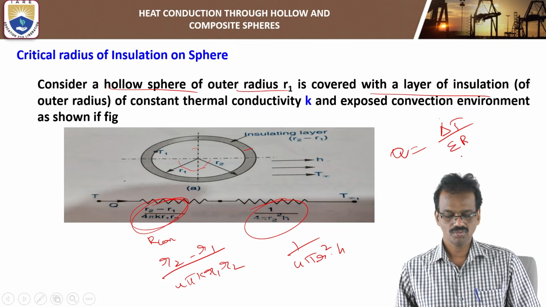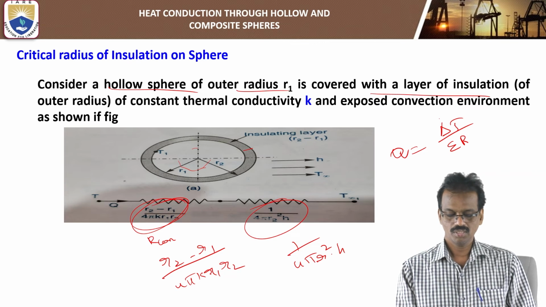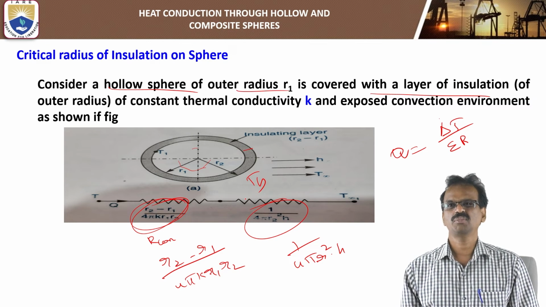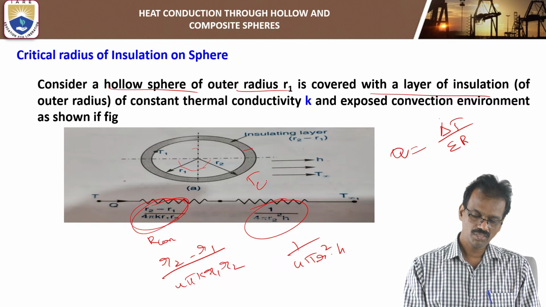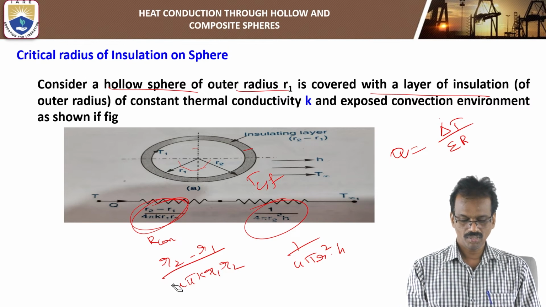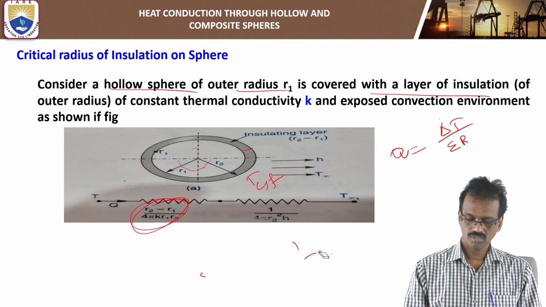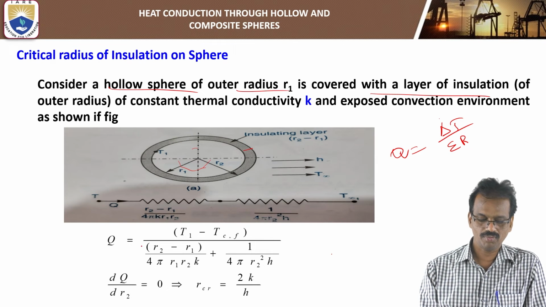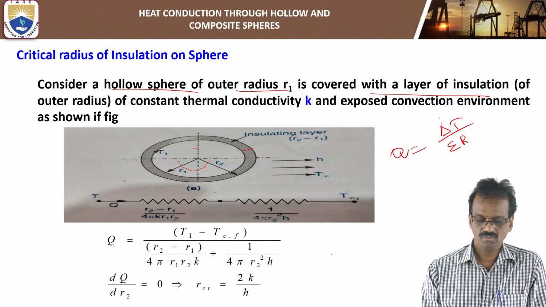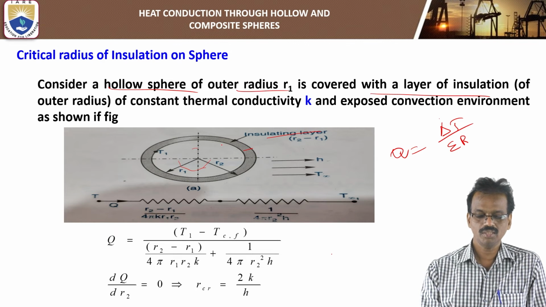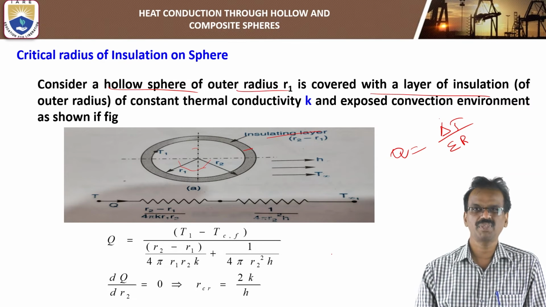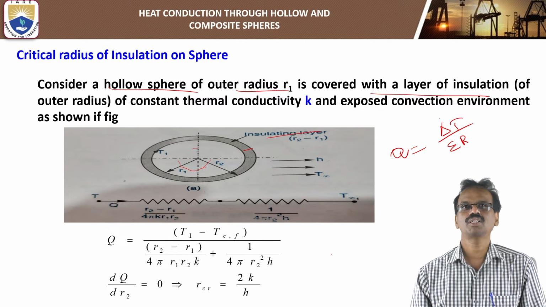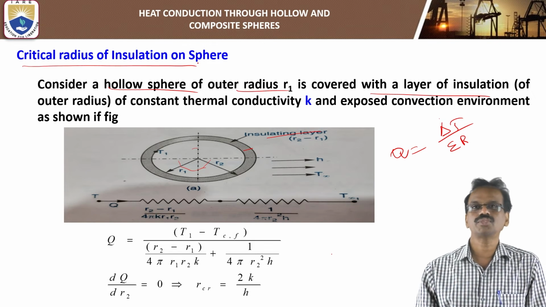The initial temperature is T1 and the final is the cold fluid temperature, TCF. Then this is the final formula. Q, the rate of heat transfer, is equal to the temperature T1, which is the temperature of the inner surface of the insulating layer. No need to consider the inner sphere. We are considering only the insulation material, because we have to find out the critical radius of insulation.